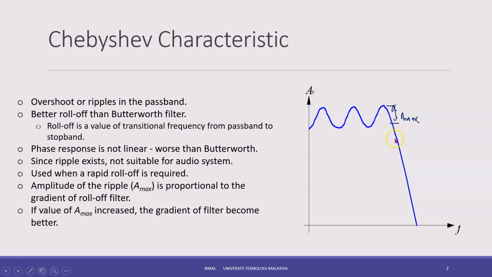Okay, so the amplitude of the ripple is proportional to the gradient of the roll off. This means that if you want a sharper roll off, the amplitude here will be bigger. Again, this is a trade-off of the Chebyshev characteristic. And if the value of Amax here is increased, the gradient of the filter becomes better. Okay, so what do we want? Do we want the gradient to become better, to resemble the sharp edges of the ideal low pass filter, however with the expense of a higher value of Amax, meaning the ripples here become bigger.